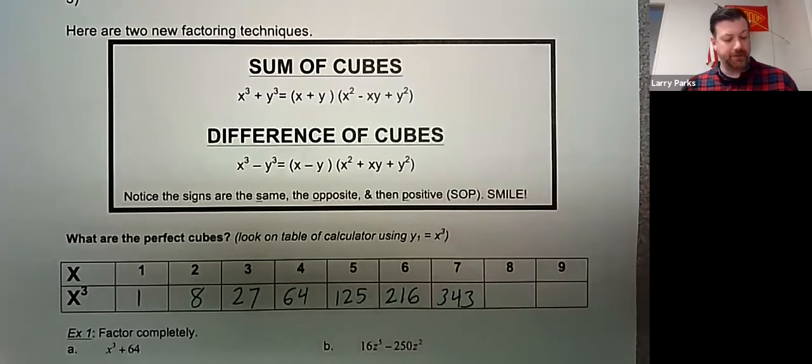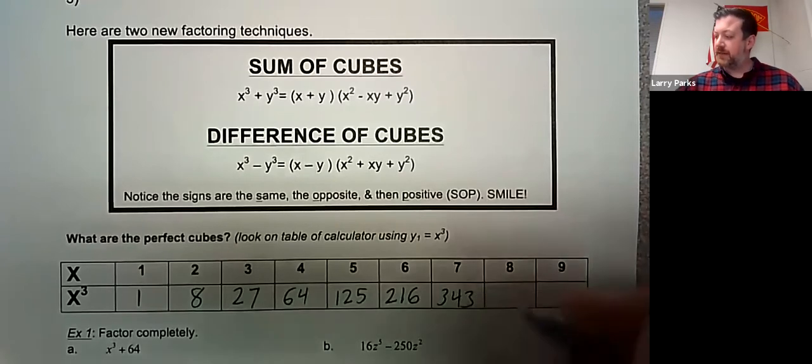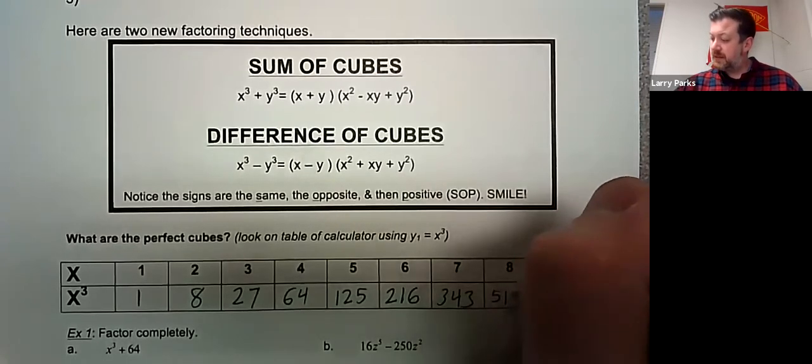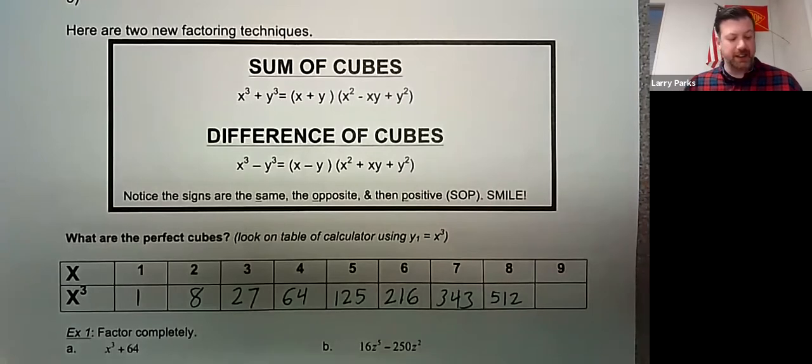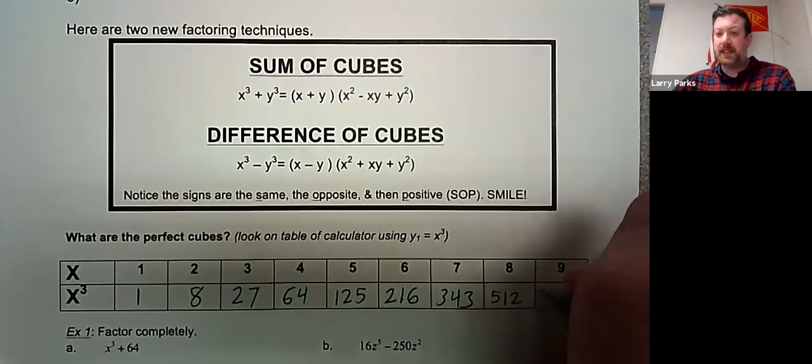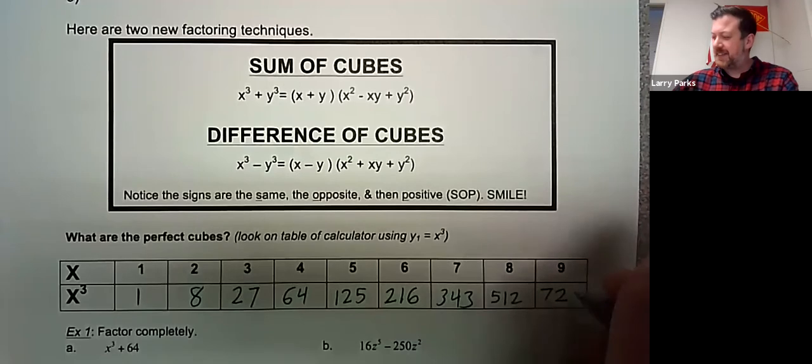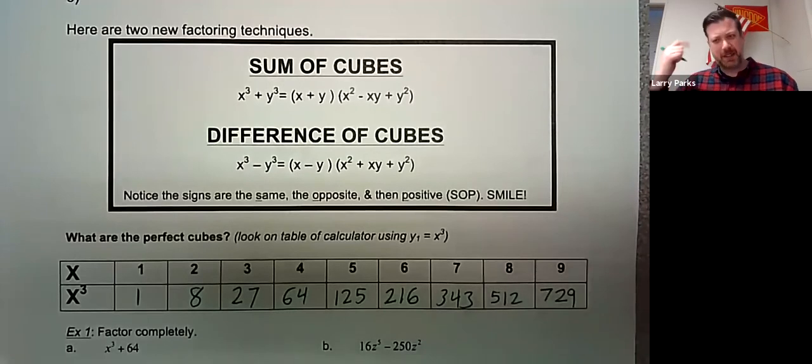8. 8 times 8, 64. Times 8 again, 512. And then finally, well, I shouldn't say finally, because there's an infinite amount of perfect cubes. It's just that most worksheets don't go higher than these numbers. So keep in mind that there are an infinite amount of perfect cubes. But 9 to the third, 729. And yes, I did use the calculator for that one. I cannot do 9 times 9 times 9 in my head. Okay.